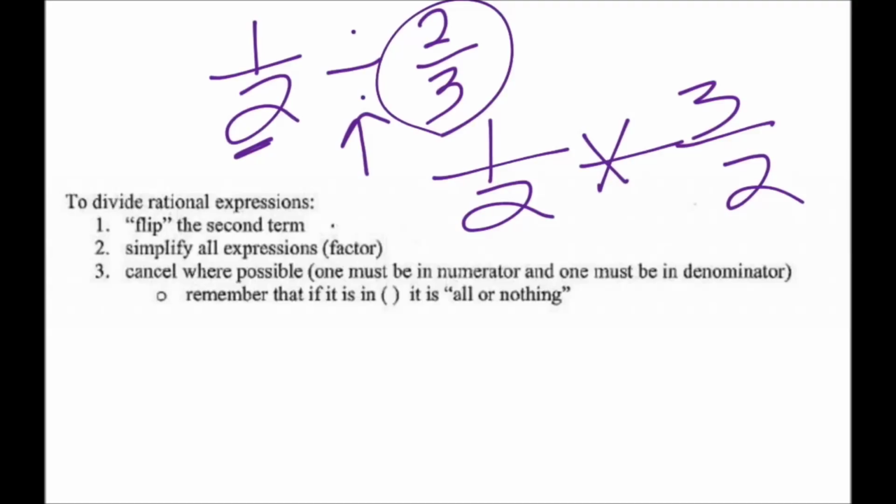Remember that to cancel, you've got to have one in the top, one in the bottom. They can be at a diagonal or straight up and down. They just cannot be horizontal. Remember, if you have parentheses around it, it's all or nothing. You cannot cancel part of it. So factoring, if you only have two terms, remember to look for a difference of squares or a greatest common factor.